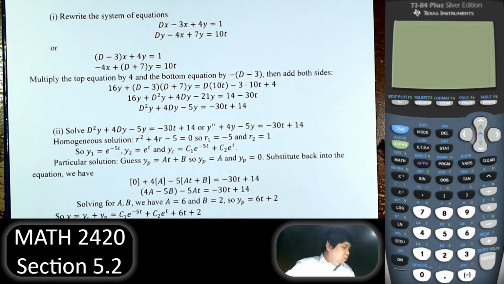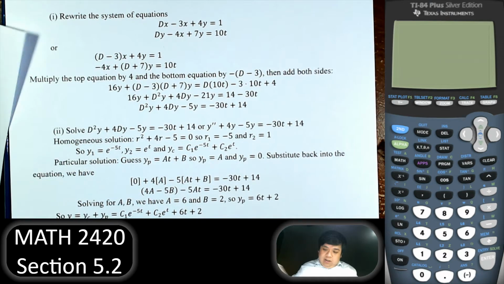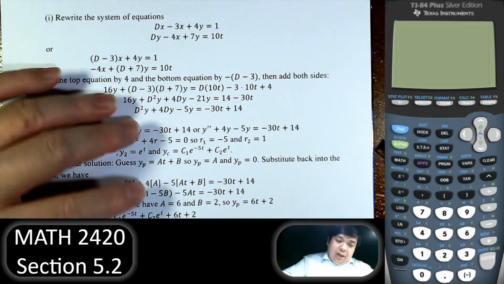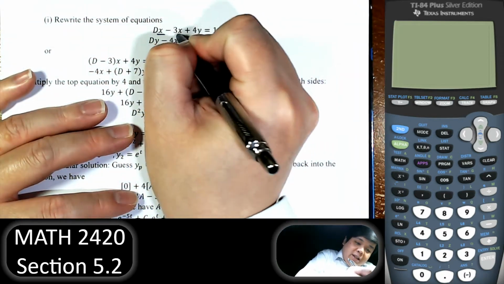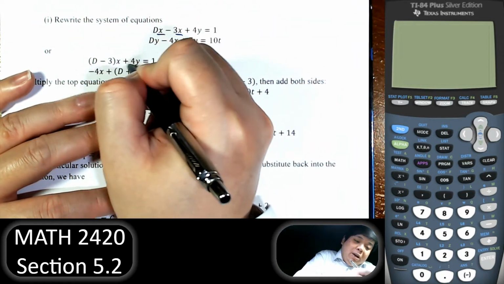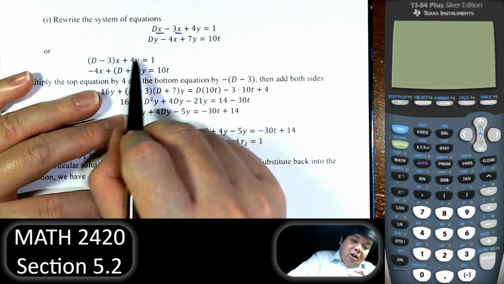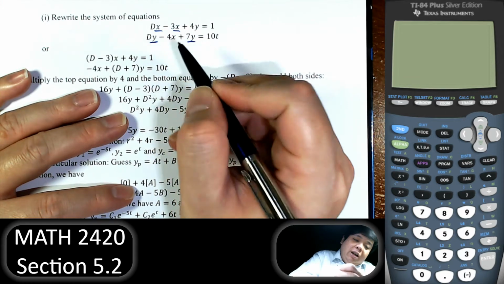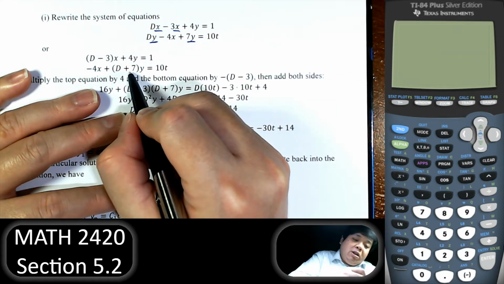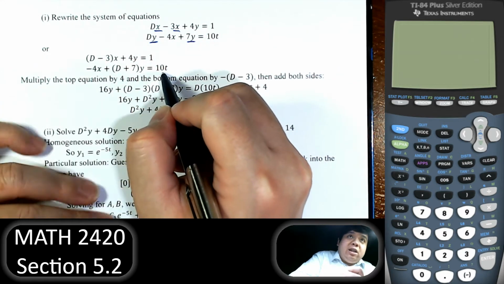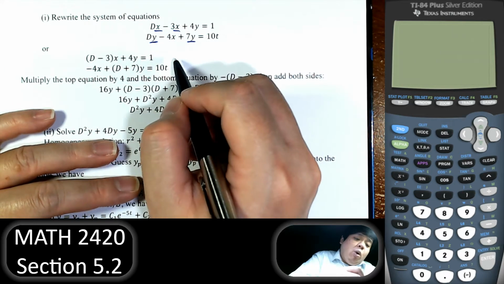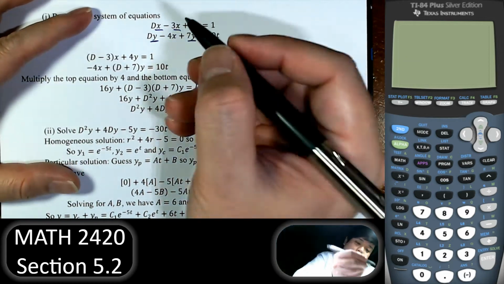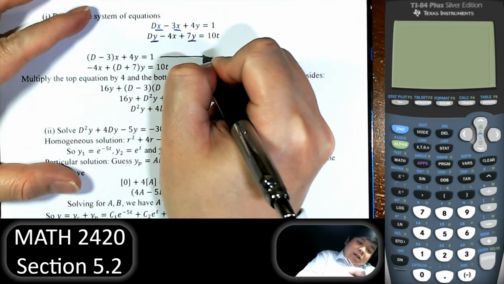Now both of these have x. We can factor it out. We have (D minus 3)x plus 4y equal to 1. And then both of these have y. Factor it out. We have negative 4x plus (D plus 7)y equal to 10t. We write it like this, with the column of x and the column of y. Now what we do is the elimination.